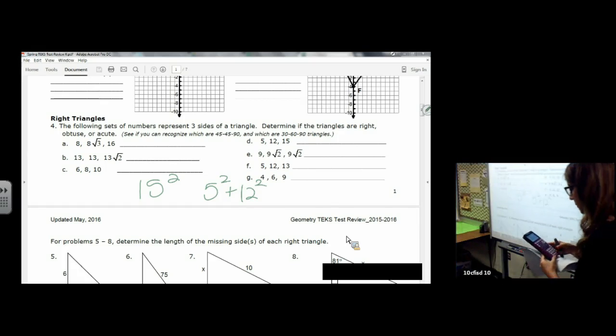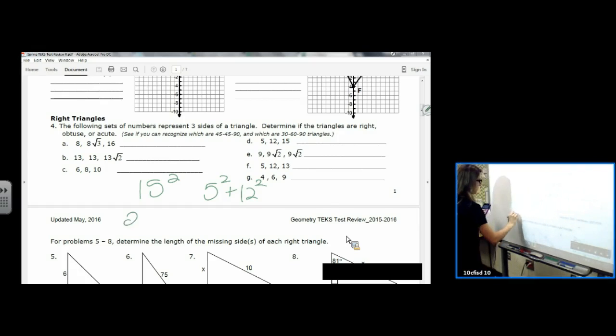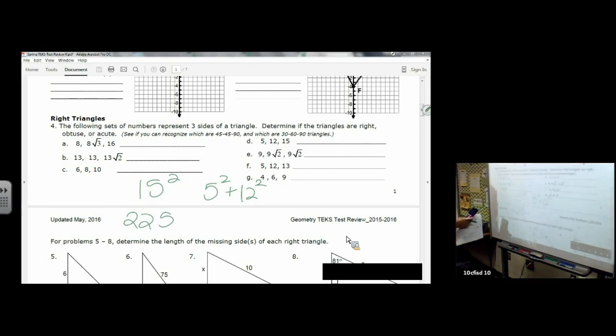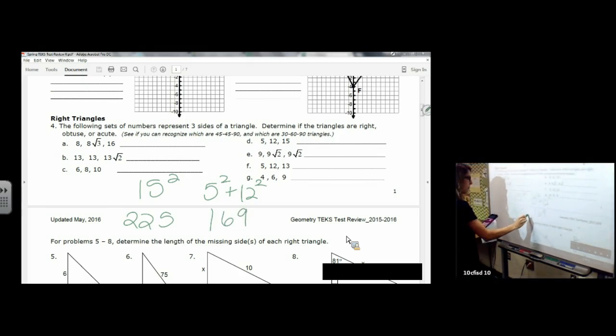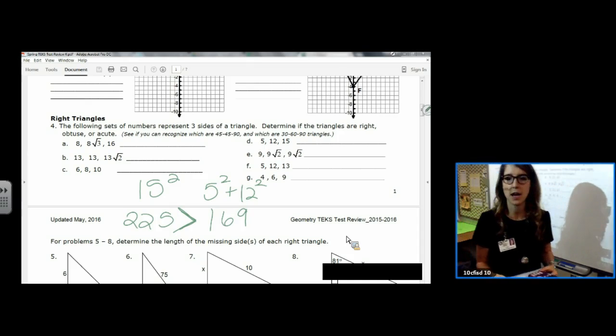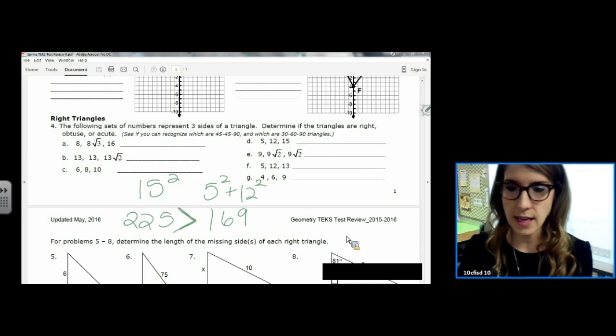15 squared is 225. 5 squared plus 12 squared is 169. And the answer is obtuse. It's actually correct on the key.